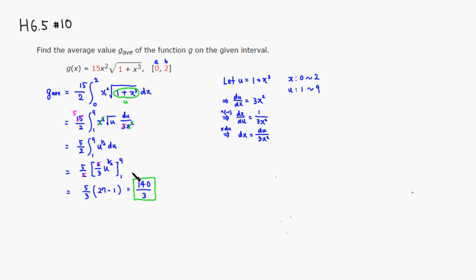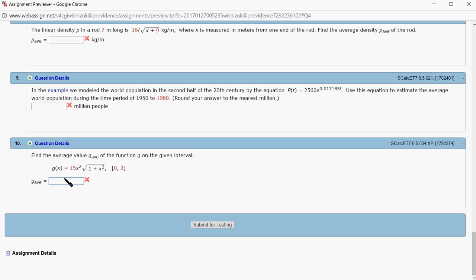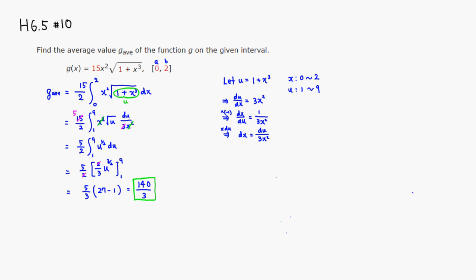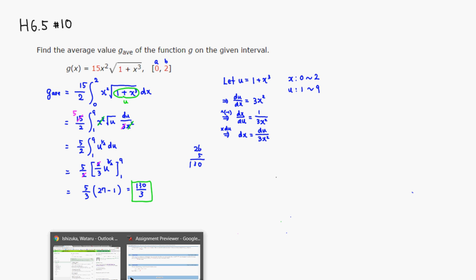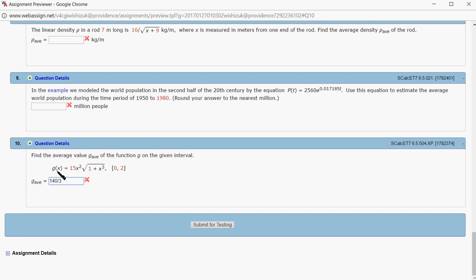Alright, so let's type this guy in. So we got the 140 over 3. Alright, so let's check the answer. Alright, I actually messed it up, so it's not 28, it's 26, sorry. So 26 times 5 is 130, so it's 130 over 3. Alright, so that is the average value. Sorry about that. Alright, so it's 130 over 3.